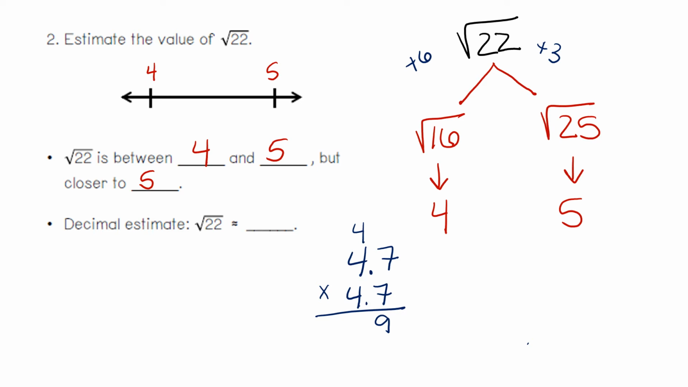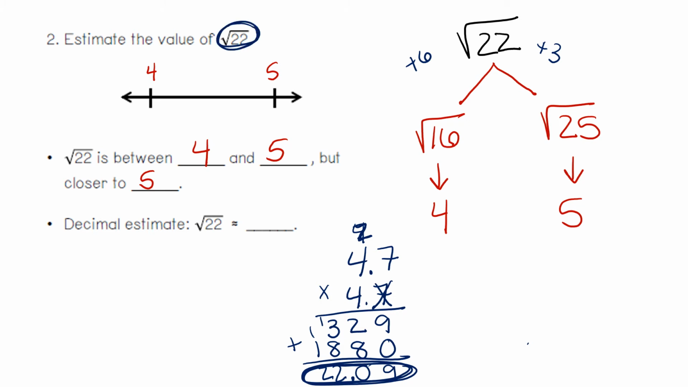7 times 4 is 28. 28 plus 4 is going to give us 32. We're done with the 7, so I bring down my 0. 4 times 7 is 28. 4 times 4 is 16, plus 2 is 18. Add them up. We have a 9. 2 plus 8 is 10. 8 plus 3 is going to give us 11, plus another one is going to give us 12, and we end up with 22.09. Again, 22.09 is very close to our original number 22, and so 4.7 is a good estimate.